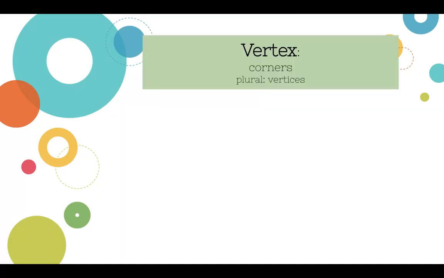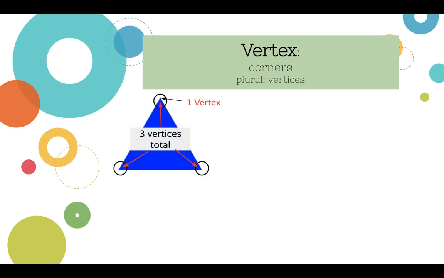Next. The next word we have here is vertex. That's just a fancy word for the corner. So you might have one vertex, but the plural of that, you might have lots of vertices. So again, just like how you can have one book, lots of books, the word vertex works the same way. One vertex, lots of vertices. So let's see how this works. In this triangle, I see at the top there's one vertex. But when I look at all of them, I see 3 vertices, 3 corners.